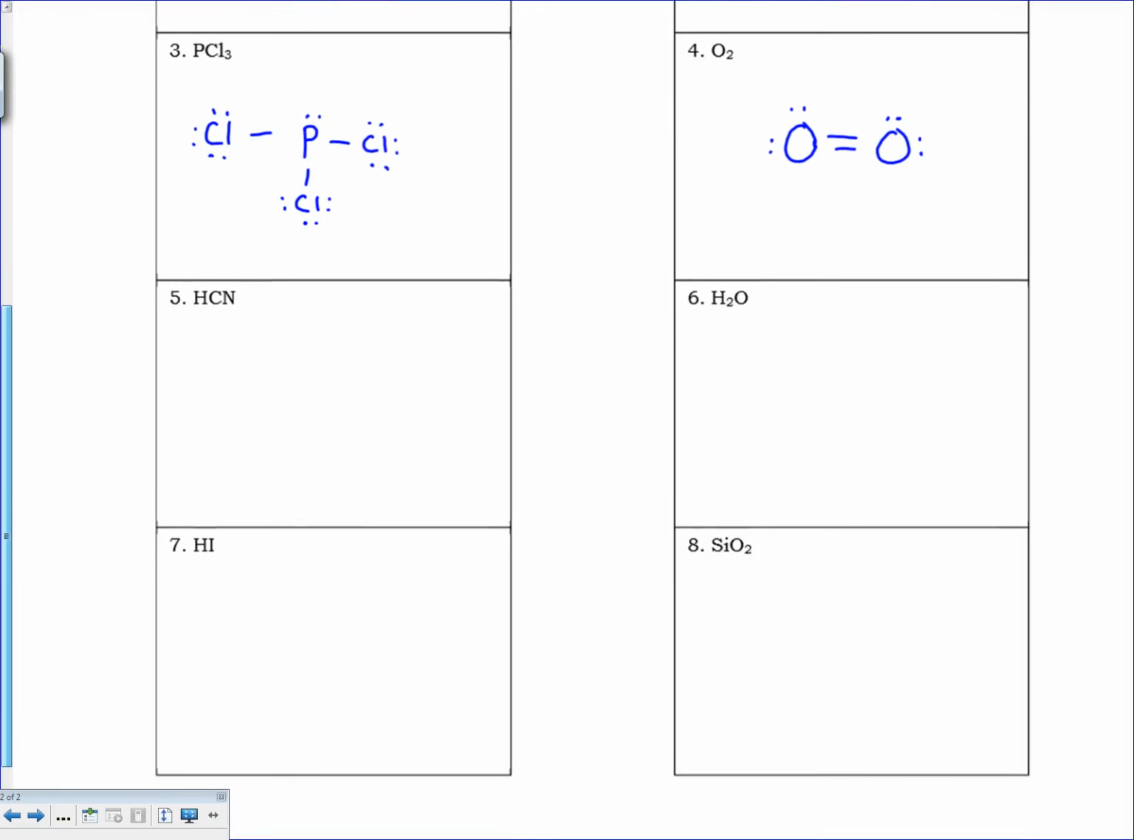The next one, HCN. The carbon is going to be in the center here. I kind of tried to give it to you in the way that it's going to be laid out. Carbon's in the center, 4 valence electrons on the carbon. Hydrogen has 1 valence electron. All right, nitrogen is going to have 5 valence electrons. So remember, that means that it's going to have 3 single ones and 1 pair if it has 5.